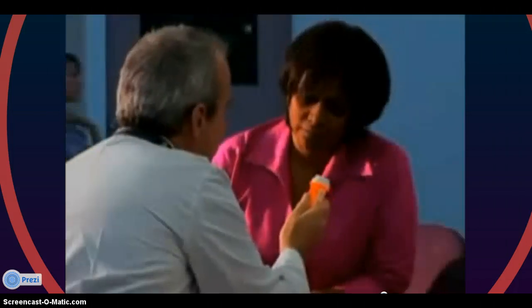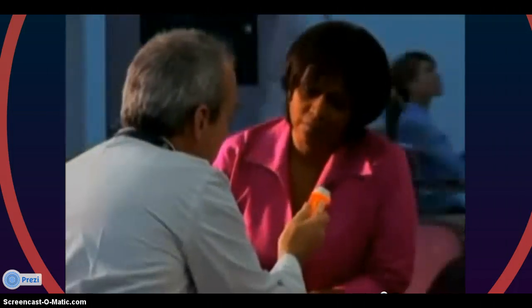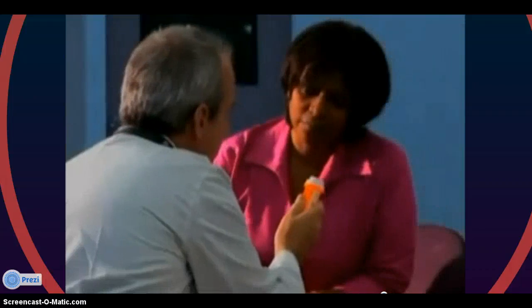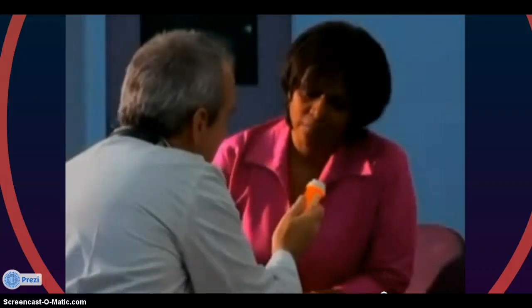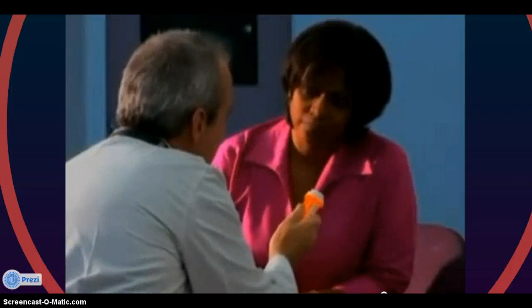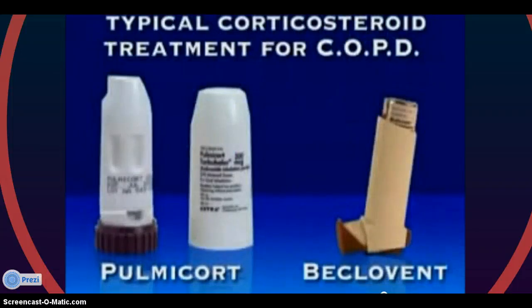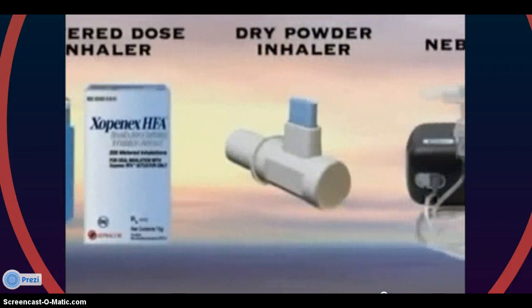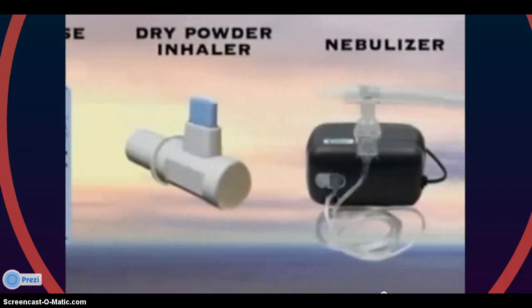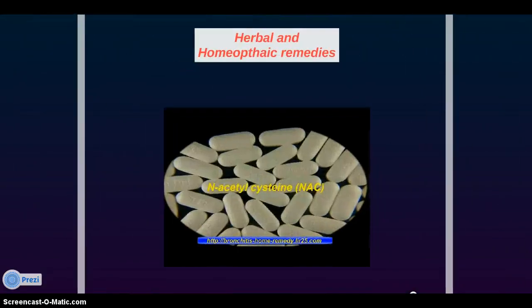Since there are such a variety of bronchodilators, each with varying effects, your doctor will take your specific symptoms into account when deciding which medication or combination of medications is best for you. Which are sold under brand names like Pulmicort and meter-dose inhalers, dry powder inhalers, or nebulizers. Another important treatment that hasn't been mentioned is the use of herbal and homeopathic remedies, and the next video is going to show us why.